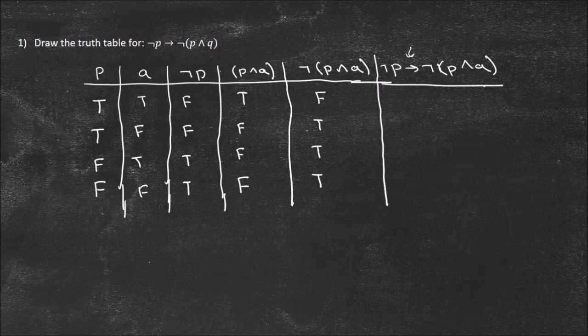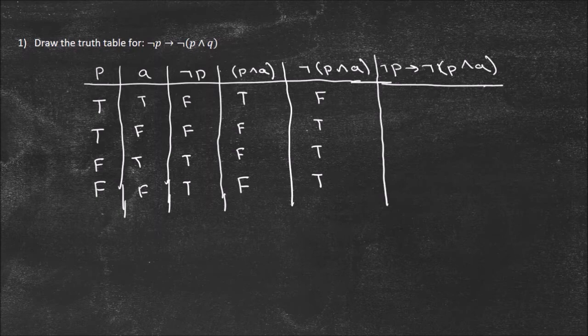So the only time that an implication is going to be false is if not P is true and this one is false, because that says that not P does not imply that the other one is true, because not P is true but the other one is not. So be careful with that. So the only time this will be false is if not P is true and not P and Q is false.